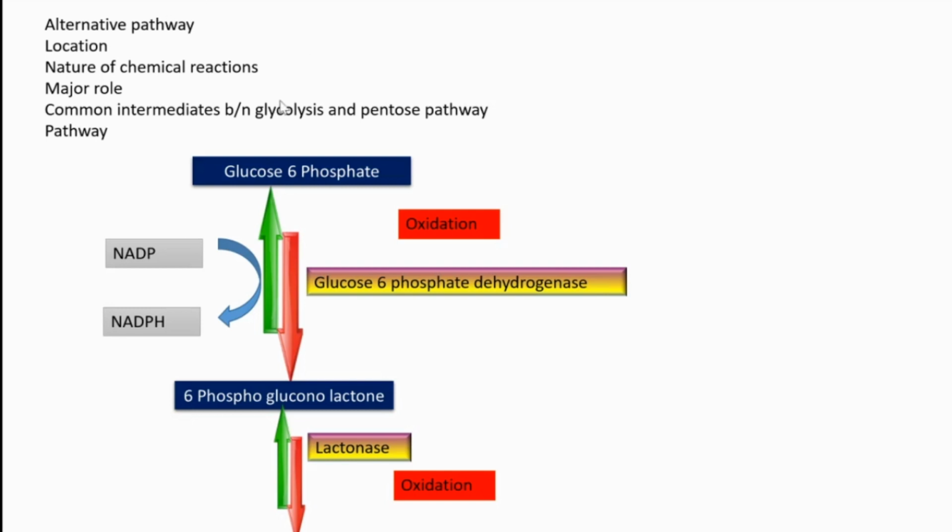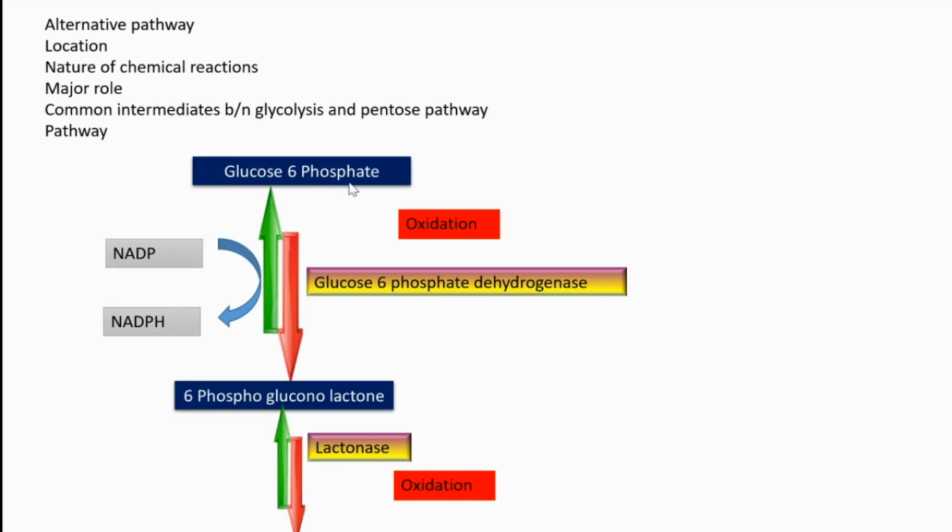So we can start to understand the major happenings that occur in this pathway. This pathway starts with glucose 6 phosphate, which itself is a common substrate present in the glycolytic pathway also. Anyway, what is going to happen? We are going to understand what is going to happen to this glucose 6 phosphate.